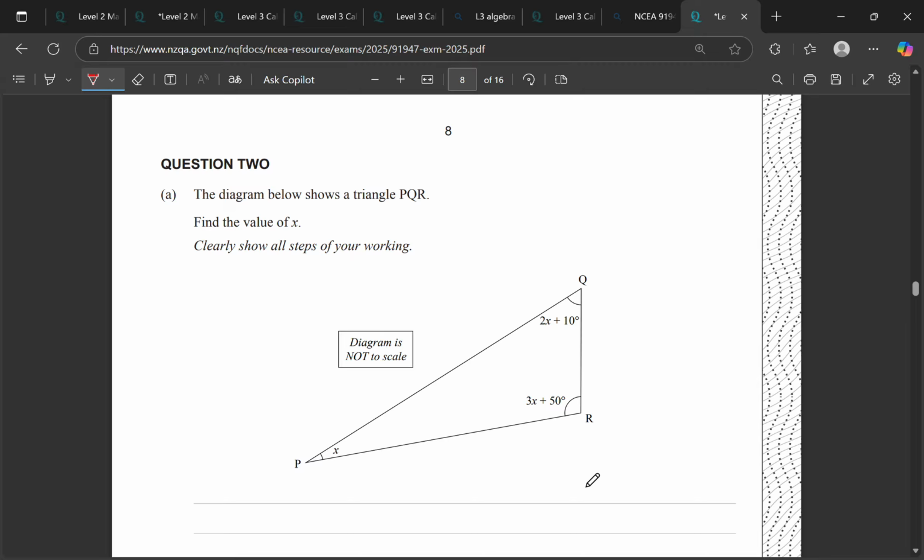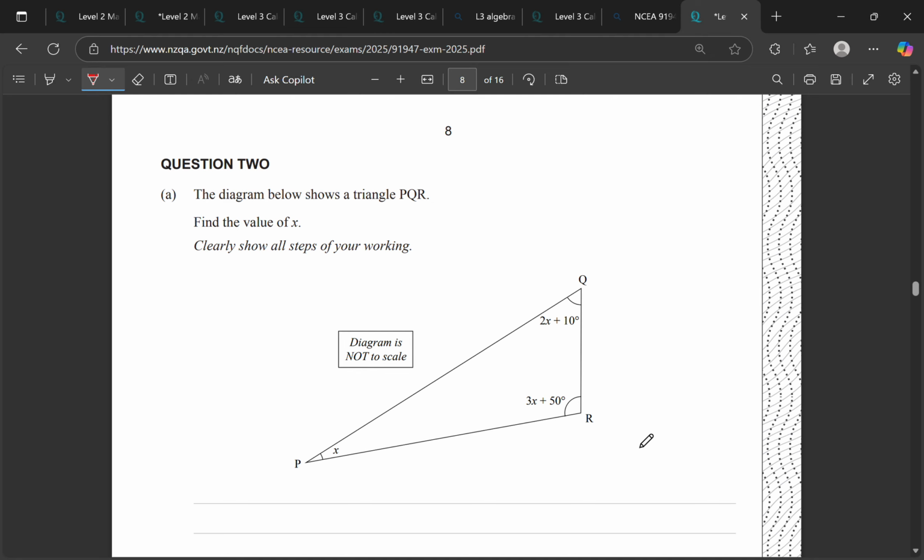Demonstrate mathematical reasoning. Question 2. I'm doing questions 2 and 3 this time. Okay, question 2a. The diagram below shows a triangle PQR. Find the value of x. Clearly show all steps of your working.